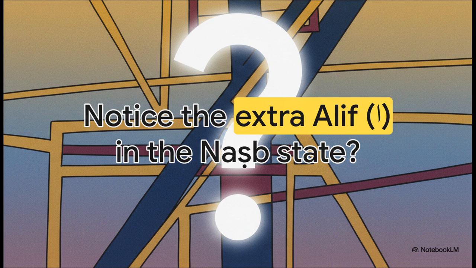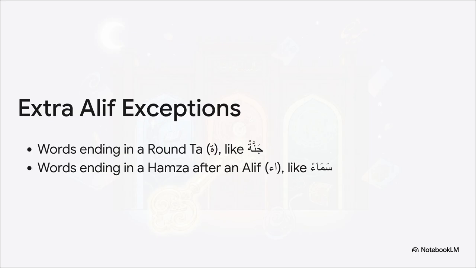It's actually a spelling rule. When a munsarif noun gets that an ending for the Nasb state, you almost always have to add the silent aleph. Now, I did say almost always. There are just 2 little exceptions to remember. You don't add that extra aleph if the word already ends in a round ta, the ta marbuta, or if it ends in a hamza that comes right after an aleph. Just keep those 2 in your back pocket and you're good to go.